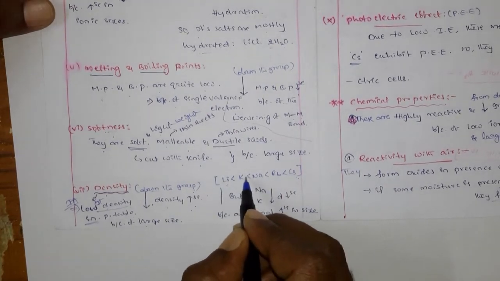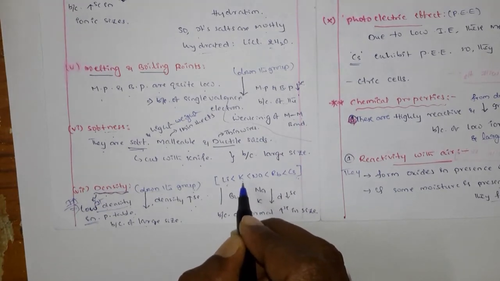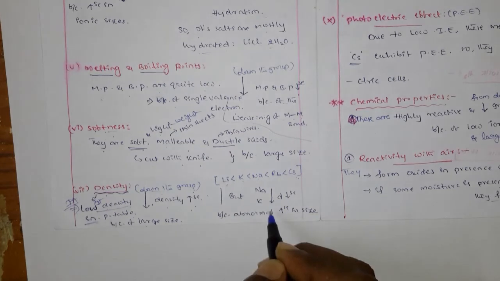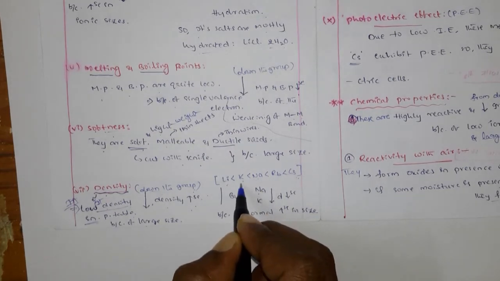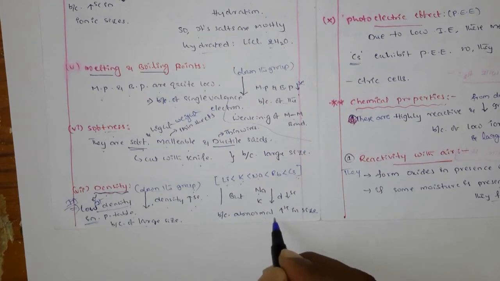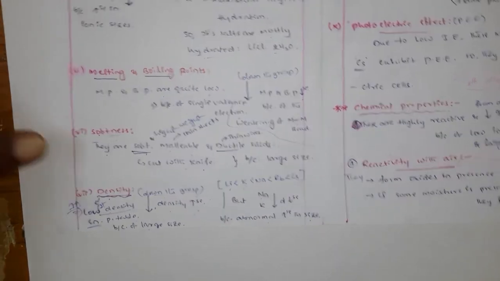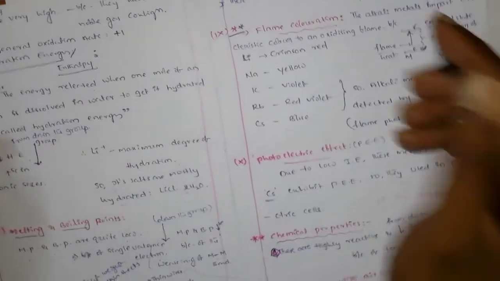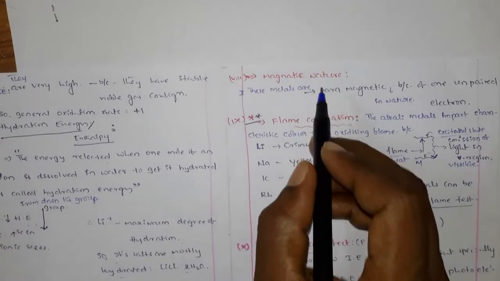Generally the potassium density should be higher than the sodium, but the sodium density is more than the potassium because of the abnormal increase in the size of the potassium. You will understand that later, don't worry. And the next one is the magnetic nature.